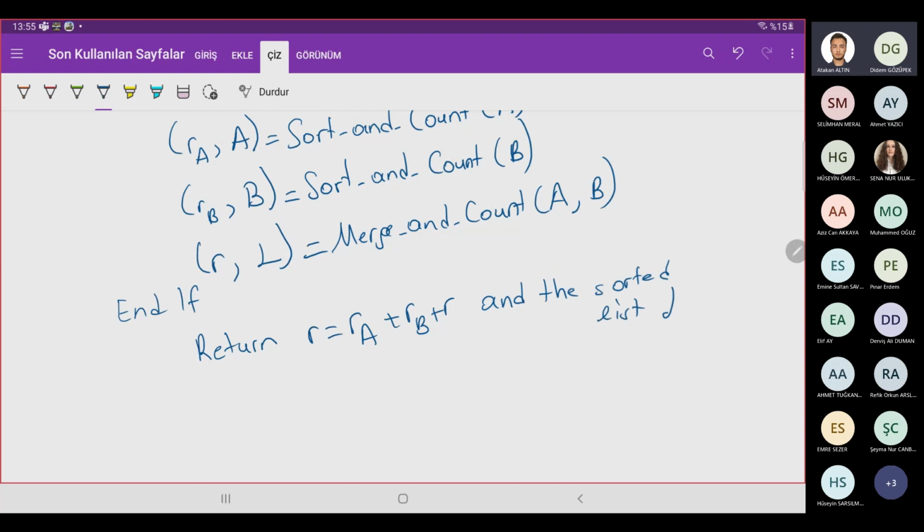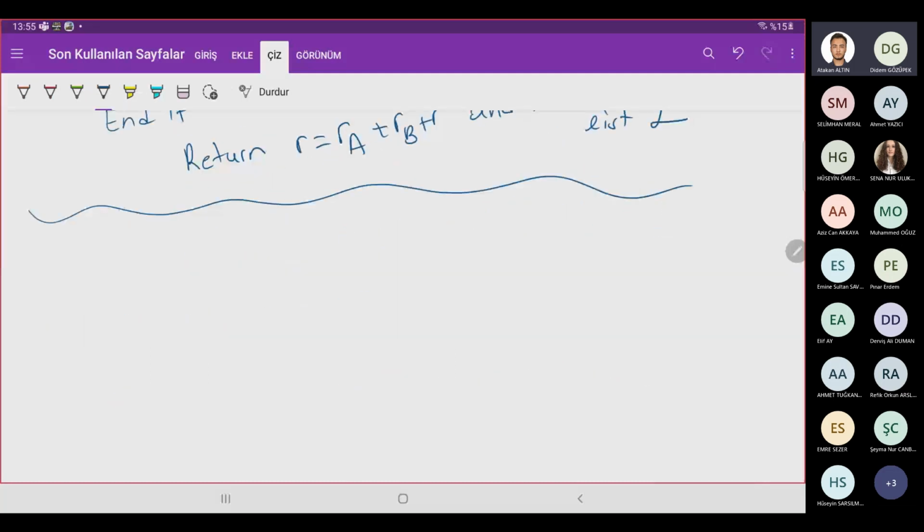Okay, so that's how we do sort and count. For the complexity, we actually know that merge and count takes linear time, and we can apply the mechanisms of divide and conquer. So we can say that the two lists are of size n/2, 2 times T(n/2) plus linear time, which makes the total complexity n log n, as is the usual case with divide and conquer algorithms.